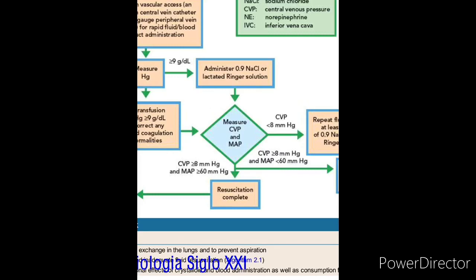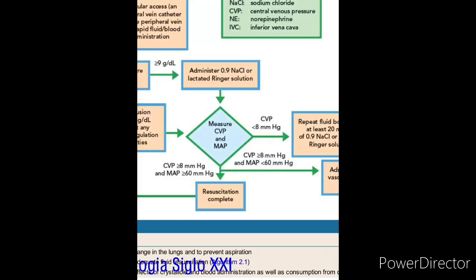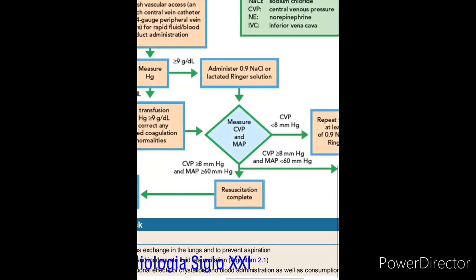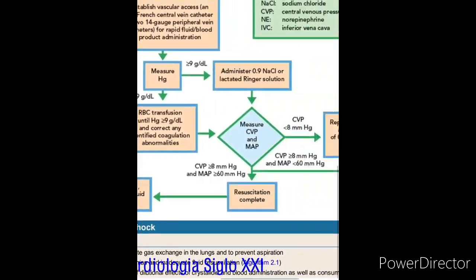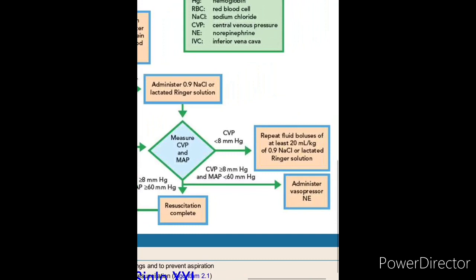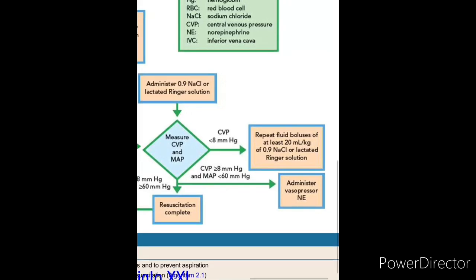Once we achieve the central venous pressure of more than 8 millimeters of mercury, there are two scenarios. One where the BP has been restored, then that means the resuscitation is complete. And the other situation is where the mean arterial pressure is less than 60. In this situation, we will have to start a vasopressor, for example, noradrenaline.